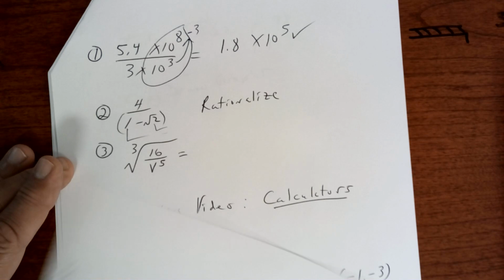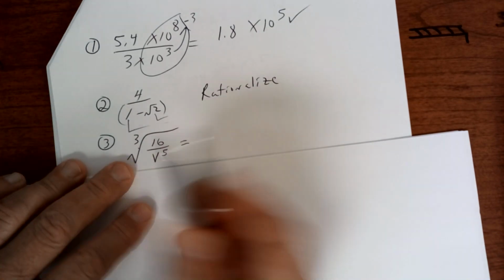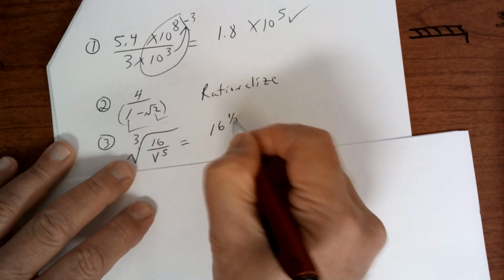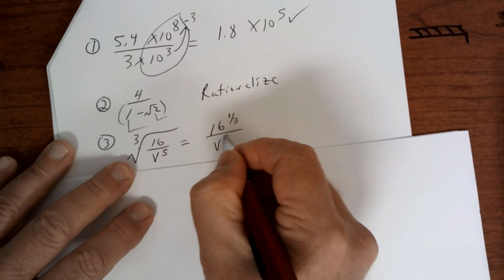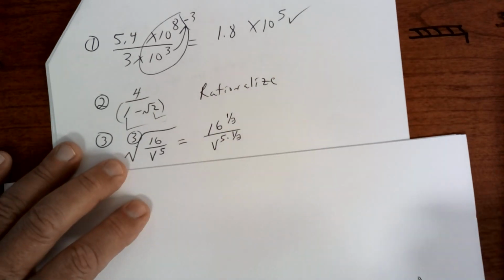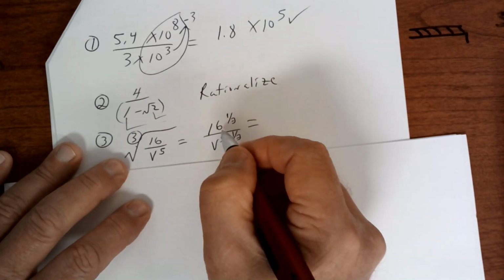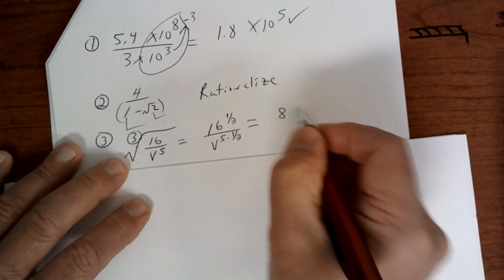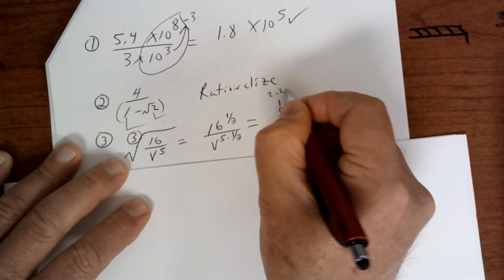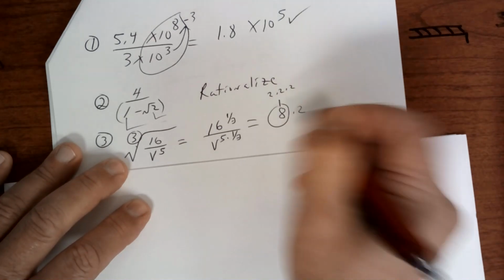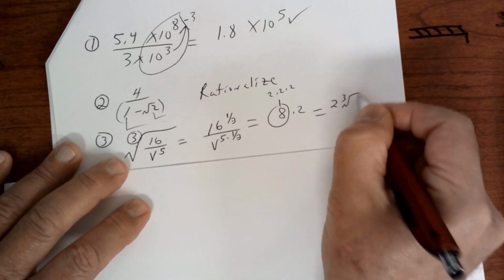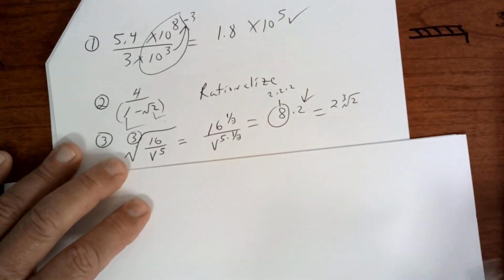Let's go to this last one. This is the cubed root, so it's really 1/3. So it's 16 to the 1/3 power, and it's v to the 5th to the 1/3 power. This is your root. So what you want to do is try to get 3 of a kind. So that would be 8. 8 times 2 is 16. This is 2 times 2 times 2. So the cubed root of 8 is 2. So it's going to be 2 cubed root of 2, because that 2 has to stay.